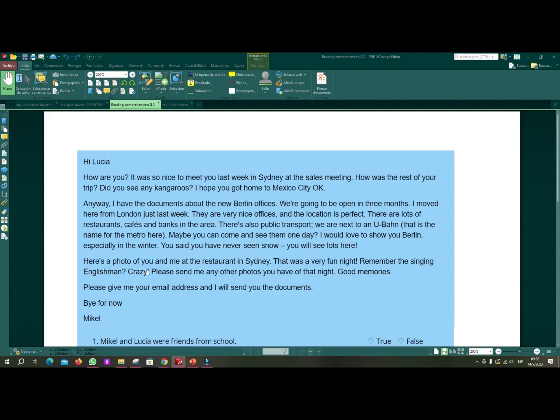Here's a photo of you and me at the restaurant in Sydney. That was a very fun night. Remember, the singing Englishman. Crazy people. Send me any other photos you have of the night. Good memories. Please give me your email address and I will send you the documents. Bye for now, Michael. Right?